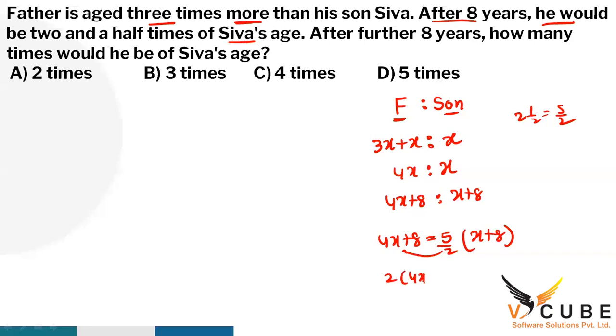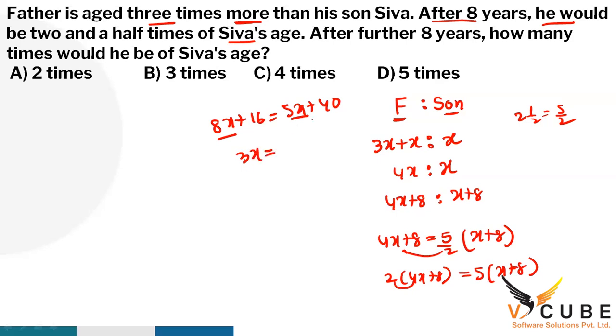Then 2 into 4x plus 8 is equal to 5 into x plus 8. Let me calculate. 2 into 4, 8x plus 16 is equal to 5x plus 40. 8x minus 5x is 3x, 40 minus 16, how much, guys? 24. So 3 ones are 3, 3 eights are 24. X is equal to how many years, guys? 8 years.